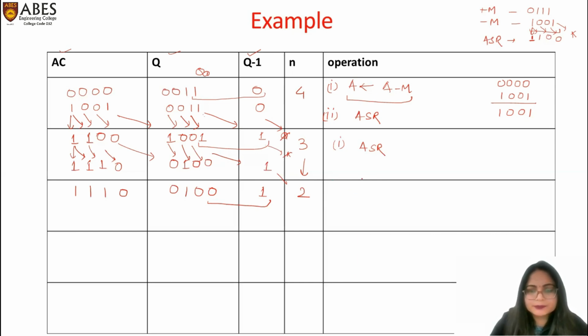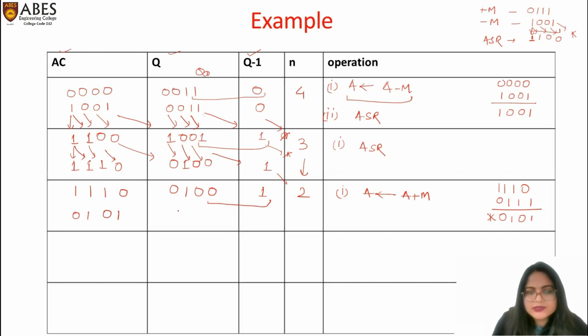A plus M. Okay. A plus M says that 1110 is the current value in accumulator and plus M value is 0111. Now this is 1, this is 0, this is 1 and this is 0 and this is 1, that will be discarded. Clear? So the value now in accumulator, that will be 0101.